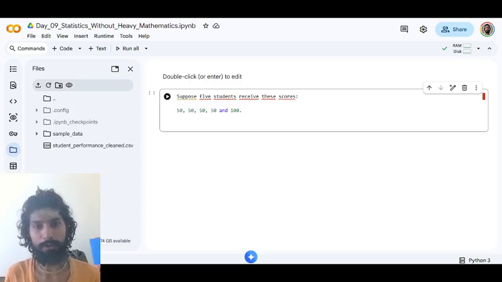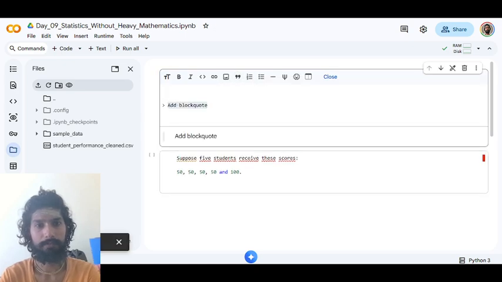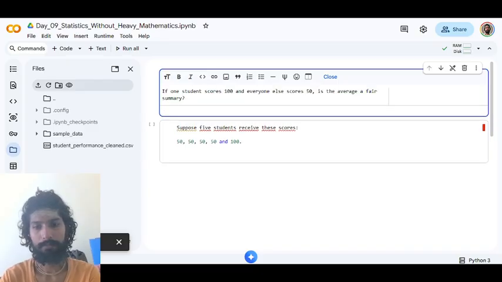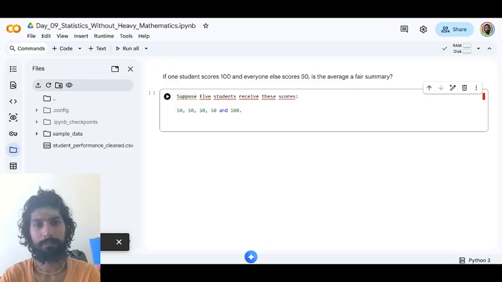But did most students score around 60? No. 4 out of 5 students scored 50. Only one student scored 100. That single high score pulled the average upward. So our opening question is, if one student scores 100 and everyone else scores 50, is the average a fair summary? The answer is sometimes yes, but sometimes no. The average gives us useful information, but it does not always tell the complete story. That is why we need to understand more than one statistical measure.